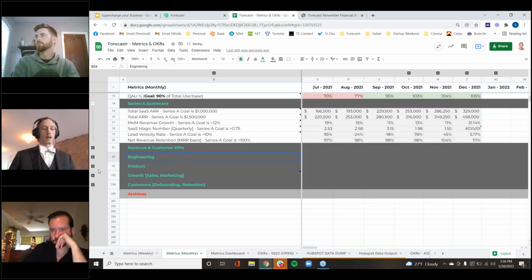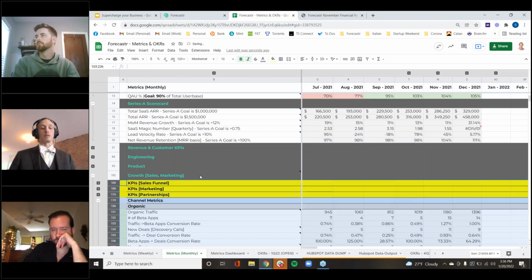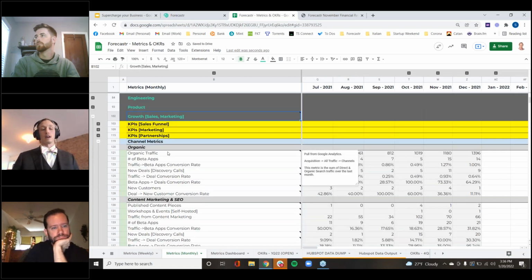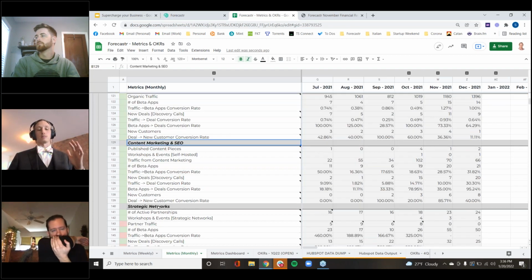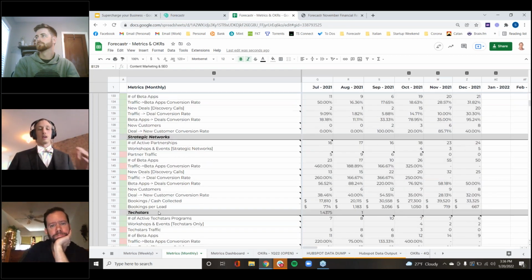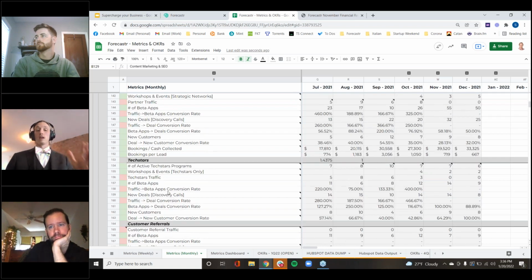We've got a lot of growth metrics. On the channel side, we track everything by channel. So we've got organic, content marketing, strategic networks, Techstars, all these channels that may look familiar because they're in our financial model. We've got all these metrics that we're tracking on them on a monthly basis.